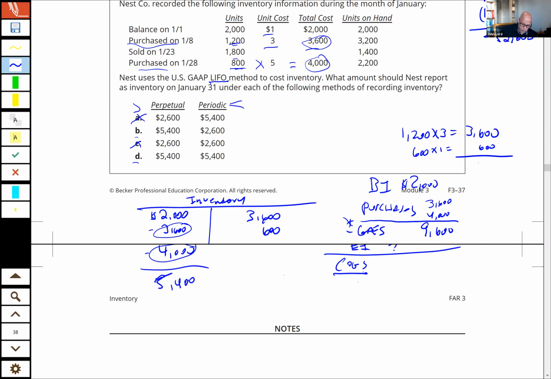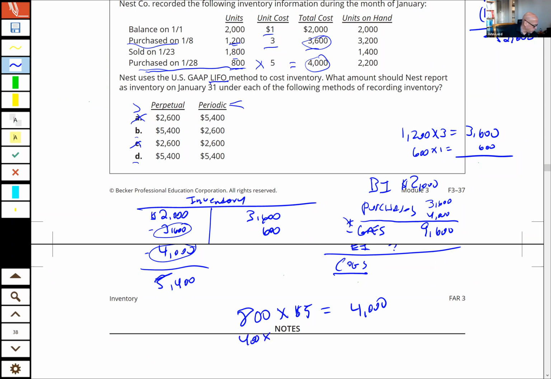Well, my cost of goods sold is going to be what? My cost of goods sold is calculated using LIFO by saying that I sold my 800, using last in first out, and I would have assumed I sold those first, right? At $5 each, last in first out. And so that's going to be 4,000. And how many total units did I sell? 1,800. So I got 800 there.